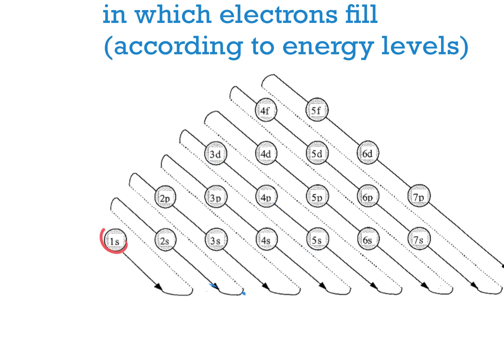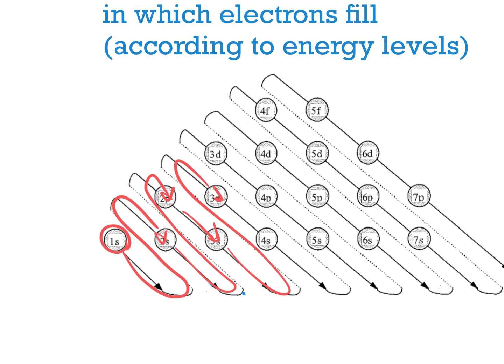I start with 1s, I follow the line, next comes 2s, then 2p, then 3s, 3p, 4s. It only gets helpful when you get up here. 6s, 4f, 5d, 6p, 7s. It gets helpful when you get up really high. But for the initial ones, I think it's easier to just follow the periodic table. Okay, that's my preference.